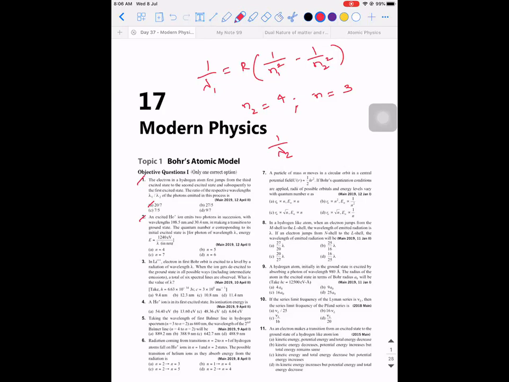An excited helium plus ion emits 2 photons in succession with the wavelengths 108.5 nanometer and 30.4 nanometer in making a transition to the ground state. The quantum number n corresponding to its initial excited state is. So how to do? What is the idea actually?